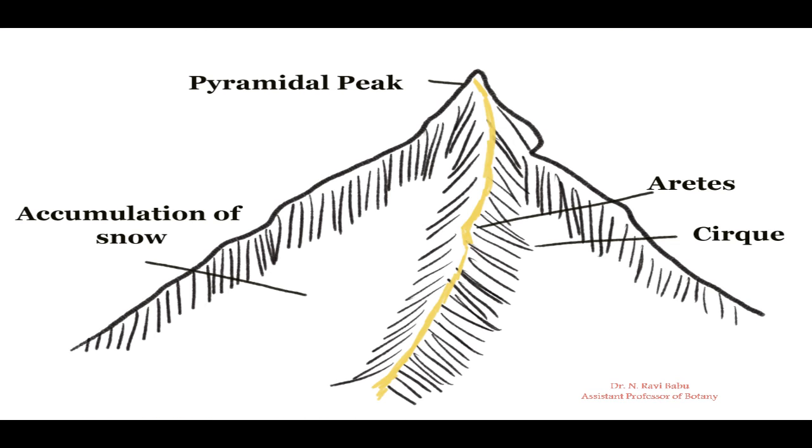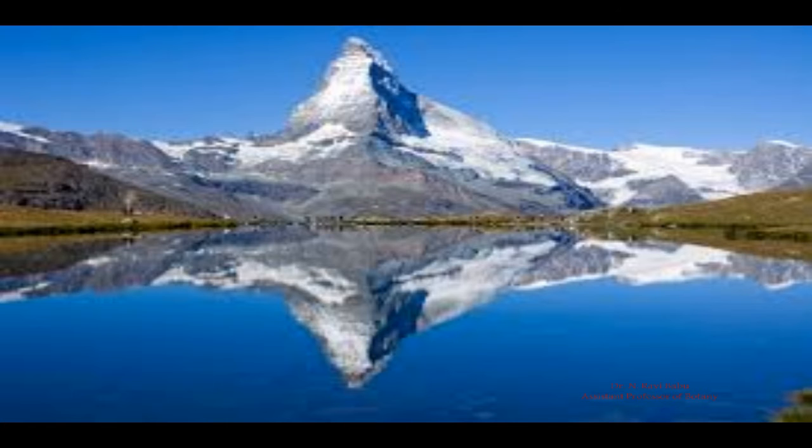This angular horn or pyramidal peak is the result of three or more cirques or corries cutting back a mountain in different directions, resulting in the formation of what we call an angular horn or pyramidal peak, my dear friends. And the Matterhorn of Switzerland is a classic example of this angular horn or pyramidal peak.